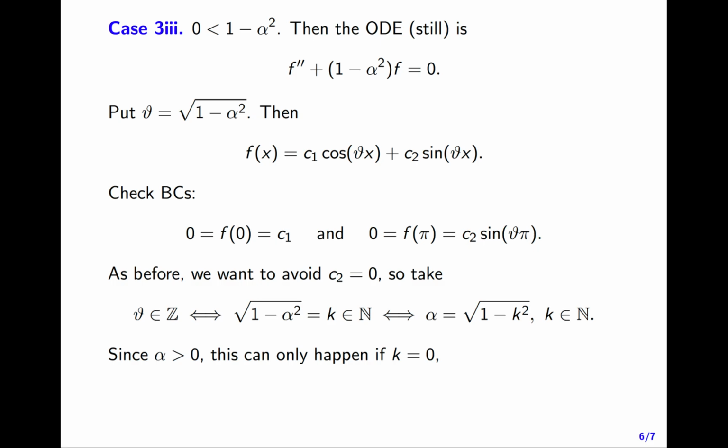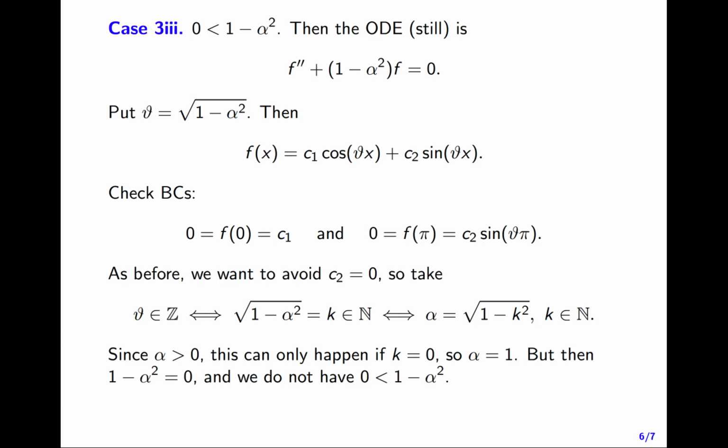So alpha is positive and k is a positive integer. When can this happen? When can the square root of 1 minus k squared be positive? Well, if k is equal to 0, it happens. But then if k is equal to 1, alpha would be 0. That's not allowed. And if k is equal to 2 or higher, then you start getting complex numbers. So the only way this can happen is if k is equal to 0, so alpha is equal to 1.